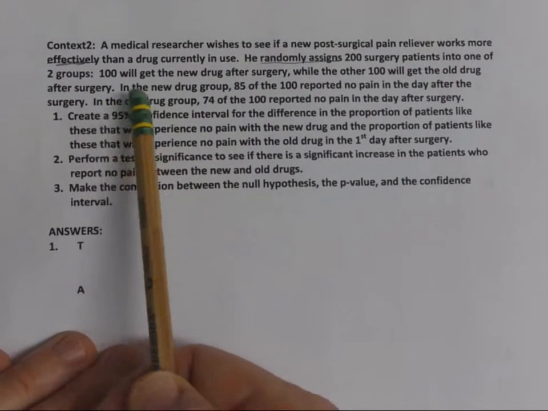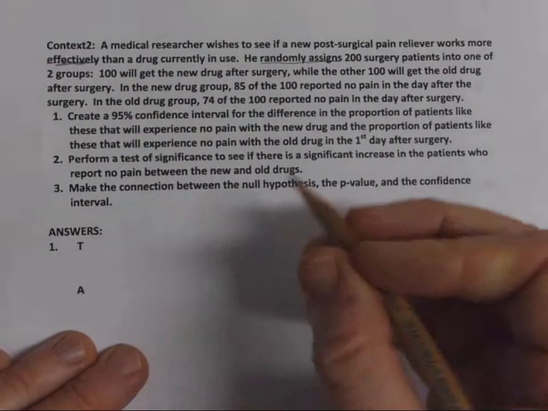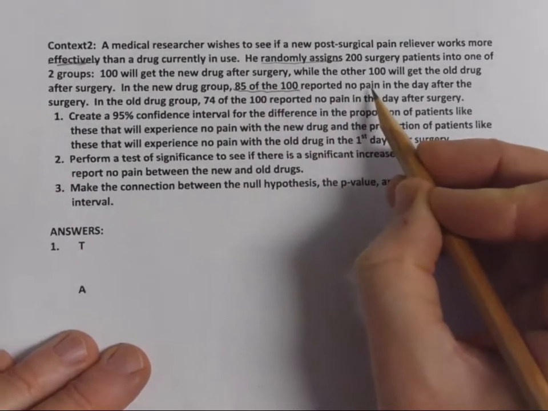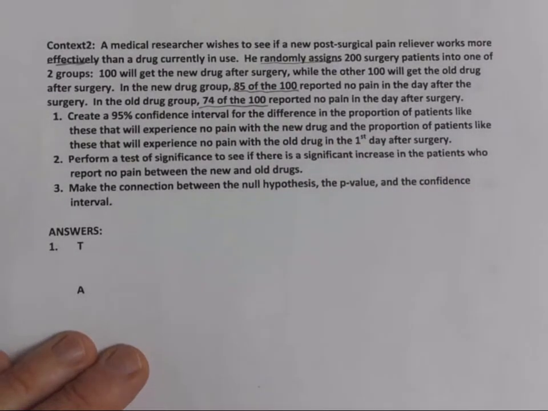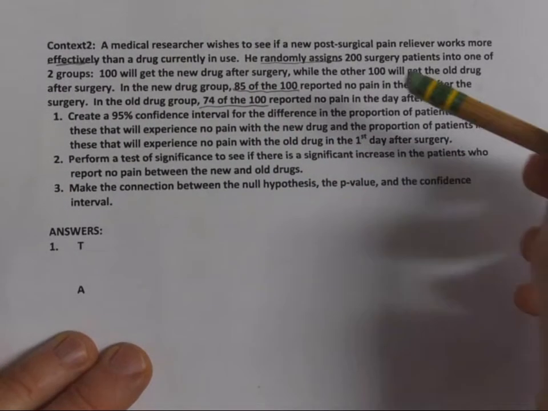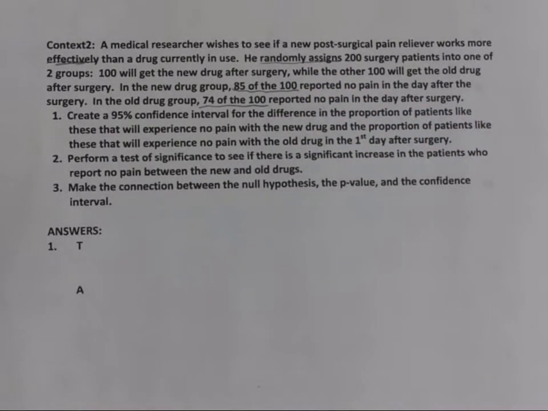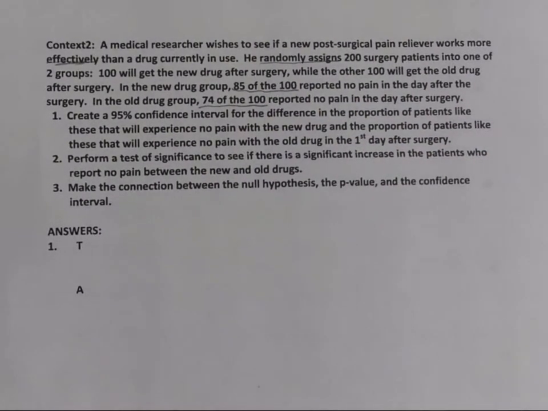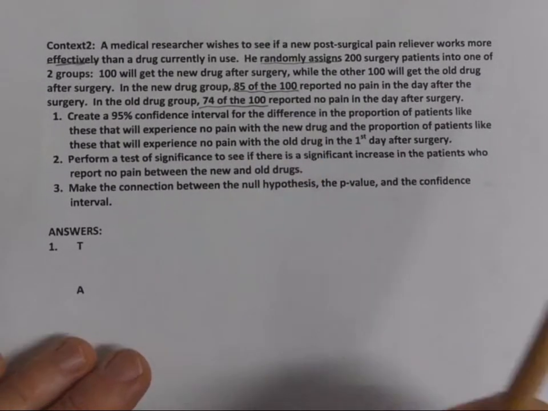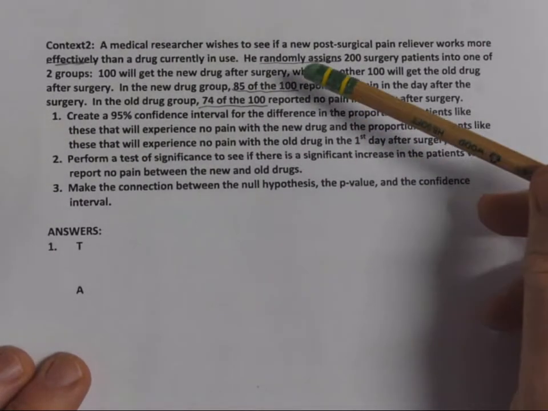So we have two groups. 100 will get the new drug after the surgery, and the other 100 will get the older drug. In the new group, 85 of the 100 reported no pain in the day after the surgery. In the old group, 74 out of 100 reported no pain. Now, this is the second example where I've used the exact same size, which I probably shouldn't do because that may make you think that's a requirement, and it's not. It wouldn't be a big deal if this was 100 and this was 150. If they're way different, like 50 here and 500 there, it could be an issue, but in general, these don't have to be the same size.